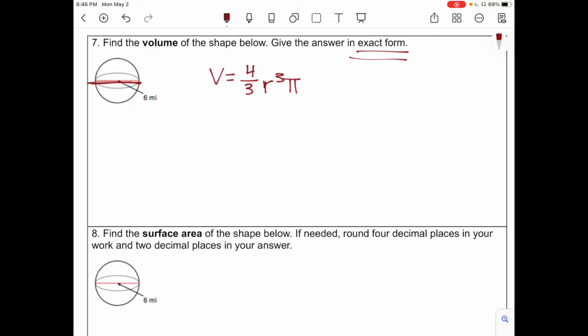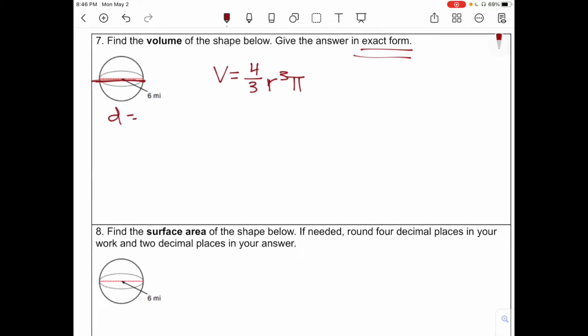Currently we have the diameter of the sphere, so diameter is 6, so I'm going to take that and divide it by 2 to find the radius, so radius is 3. So then I'm going to pop in 4/3 3 cubed pi.